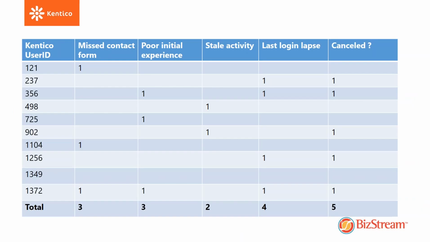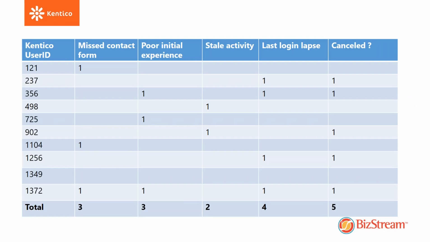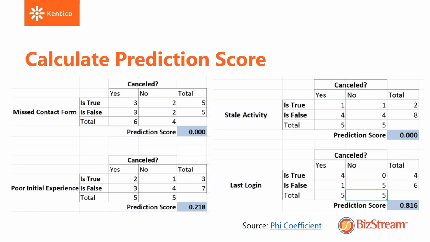So I'll go back. So we're looking at, if they had a 1 here and a 0 here, that goes into yes, it was true, but they did not cancel. So you start just adding it up. If they had a 1 for poor initial experience and also a 1 for canceled, that would be a 1 for yes, poor initial experience is true and canceled is yes. So you start just simply adding up the numbers, and then I have a little spreadsheet that I just do the math to create what they call the 2x2 correlation.